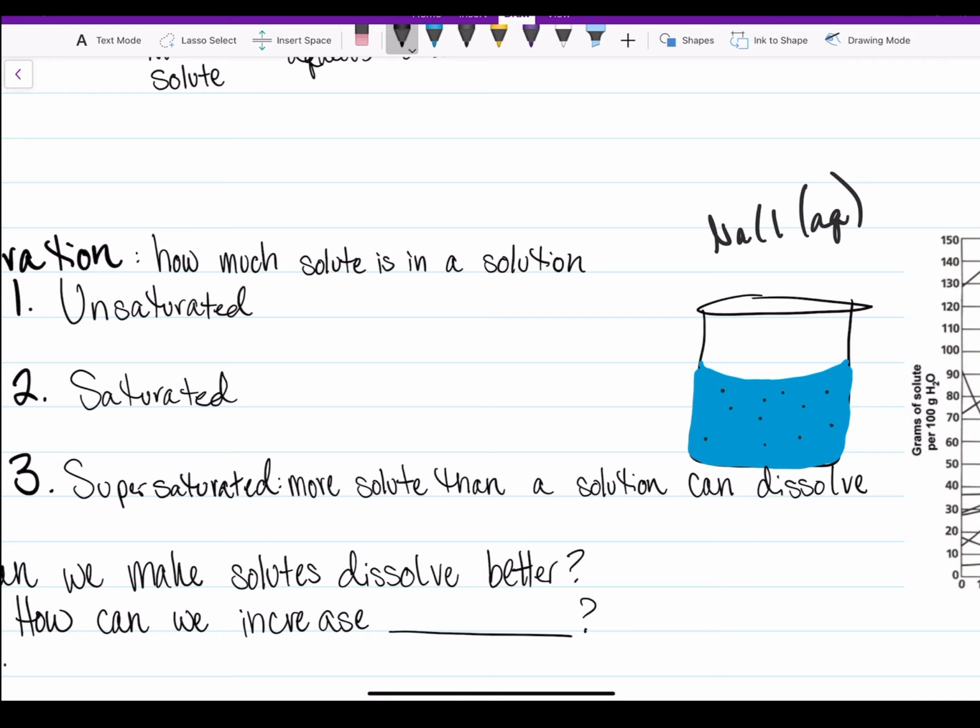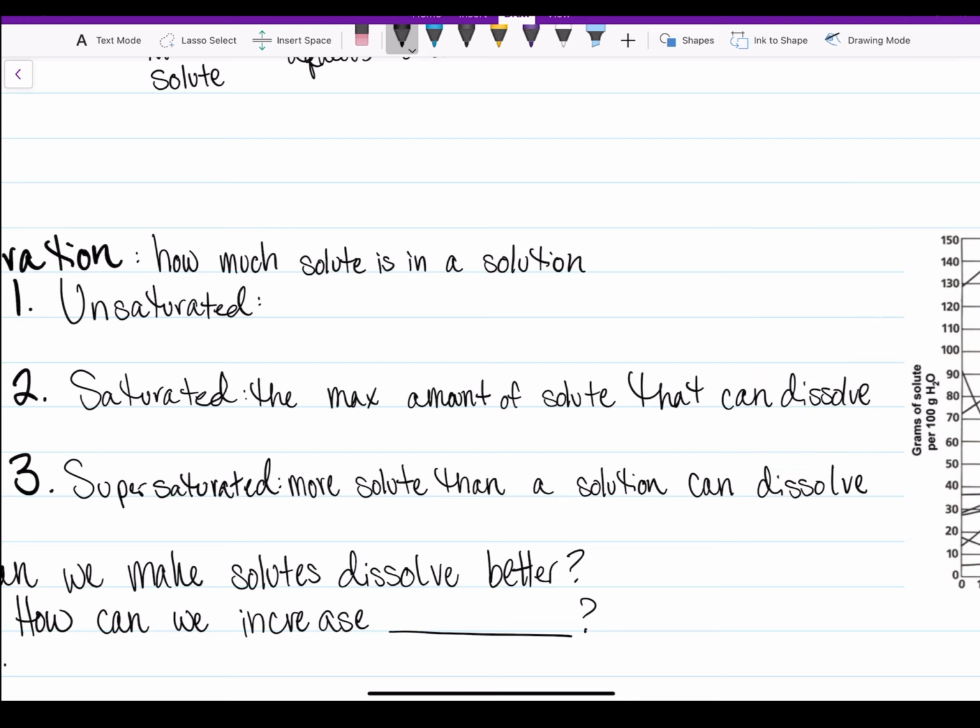A supersaturated solution would be there's more solute than a solution can dissolve. A saturated solution then is the maximum amount of solute that we can put in that can dissolve. So this is the maximum that we can put in that still dissolves. The moment we put in more than can dissolve, now we would have a supersaturated solution. And then an unsaturated is less than the maximum amount that can dissolve.